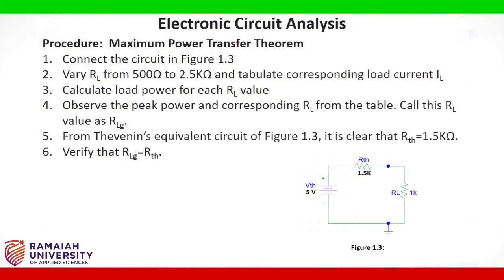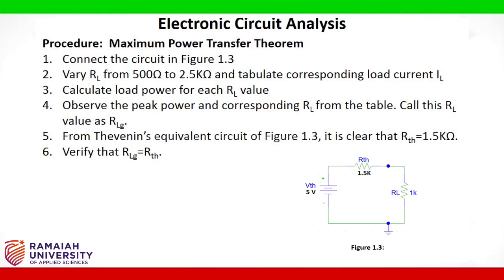Procedure for verification of maximum power transfer theorem. Connect the circuit as shown. Vary RL from 500 ohm to 2.5 kilo ohm and tabulate corresponding load current IL. Calculate load power for each RL value. Observe the peak power and corresponding RL from the table. Call this RL value as RLG.